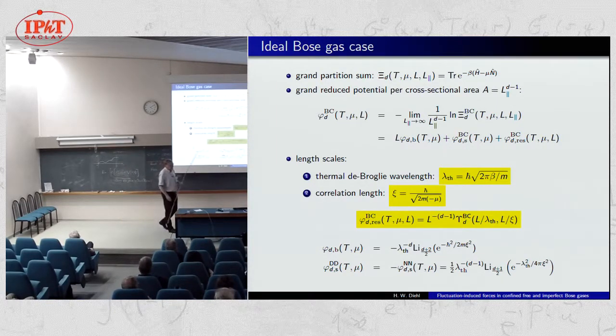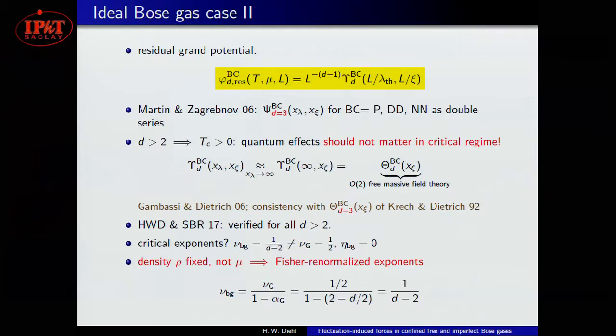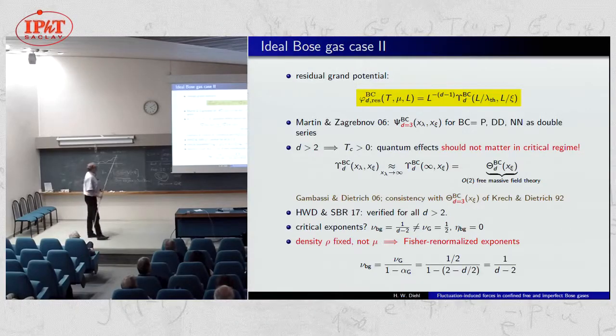But again, this can be done in this form. Considerably more complicated is to compute the scaling function, including quantum effects, for the residual potential. And this was done by Martin and Zagrebnov for the three-dimensional case and the periodic, Dirichlet and Neumann boundary conditions in the form of a double series expansion.